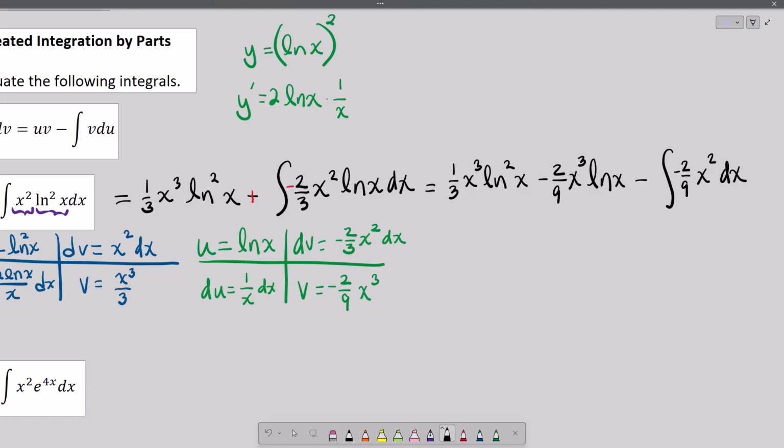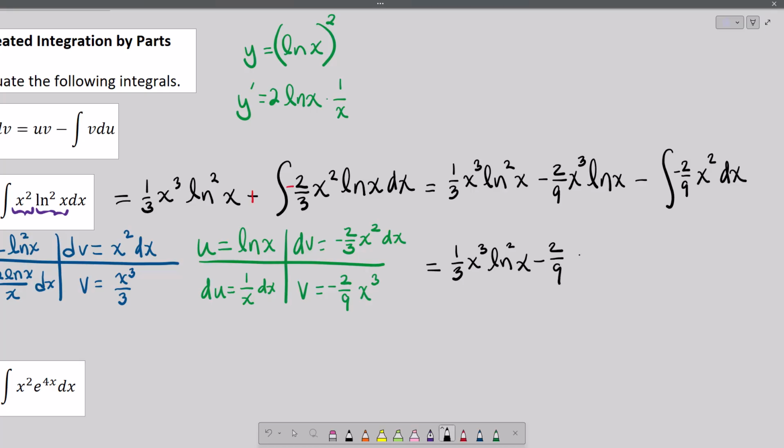And that's where we ask that question, is this integral easier than what came before it? And of course it is. Now there's no logs in it. It's way easier. So our final answer then, all we have to do is that integration.